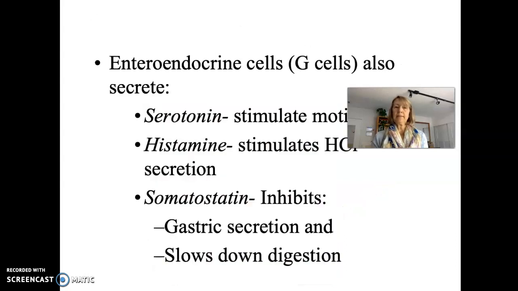They also secrete serotonin. Serotonin we think of as the sort of feel-good hormone, but it also increases the motility in the stomach. And it secretes histamine, which also stimulates hydrochloric acid secretion. And somatostatin. If it's a statin, it stops something, right? It inhibits something. So this is to inhibit gastric secretion and slow down digestion when there's no more food present. So you want all these things to be happening and being secreted, but when you stop ingesting, you want to slow that down, and you need to have something to put the brakes on it, and that's somatostatin.